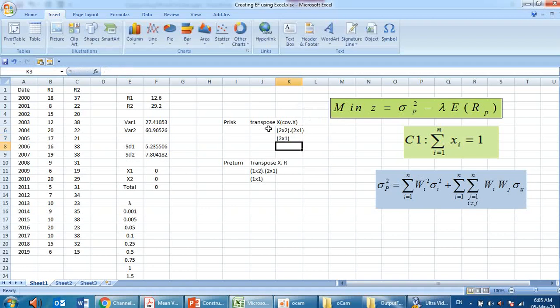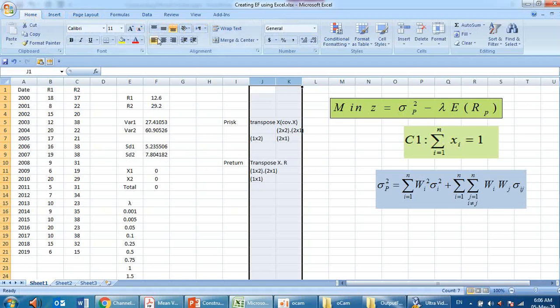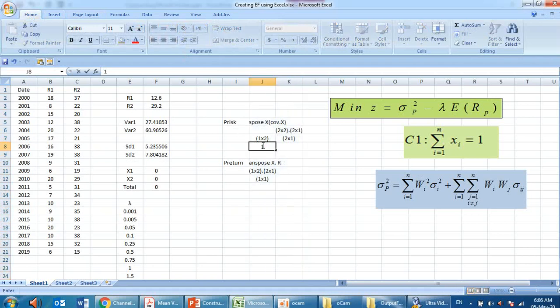Okay, good enough. Now again, you have to multiply with the x, and the weight is 2 by 1. If you take the transpose, you get a 1 by 2 matrix. Now the inner product is the same, so eventually you get a 1 by 1 matrix, that is a single figure. So this is how it is done.